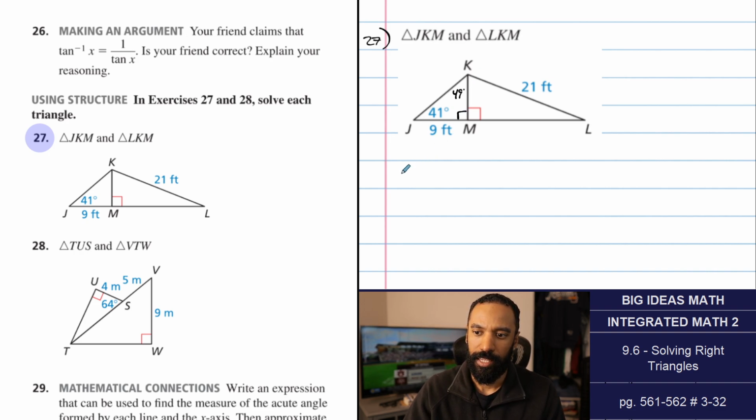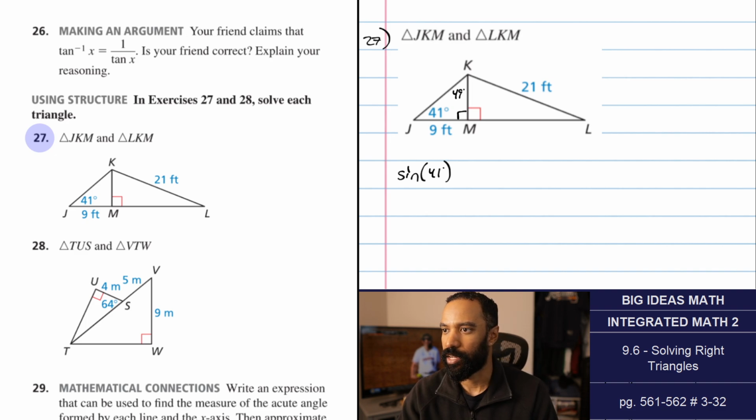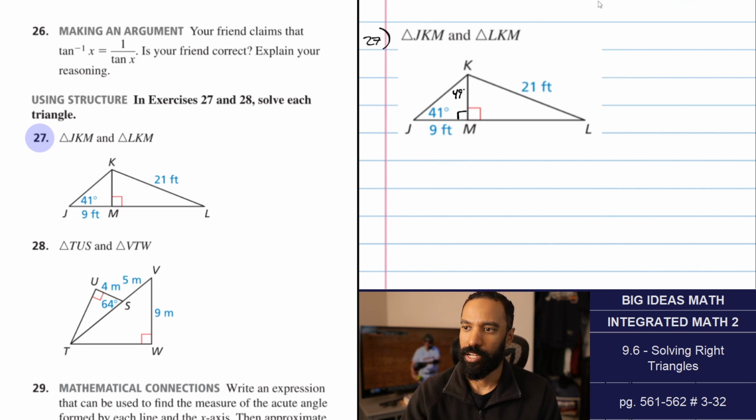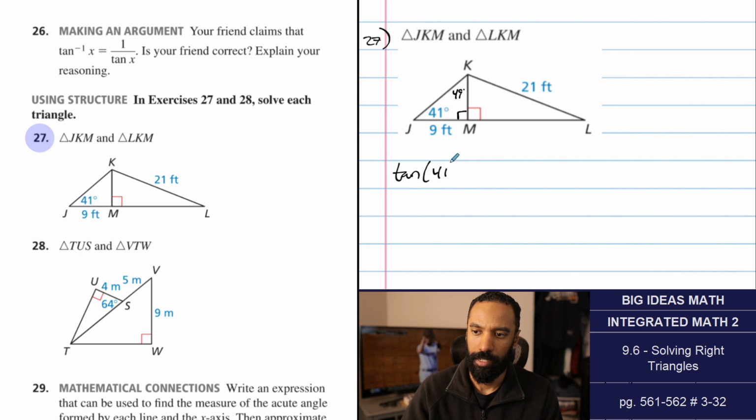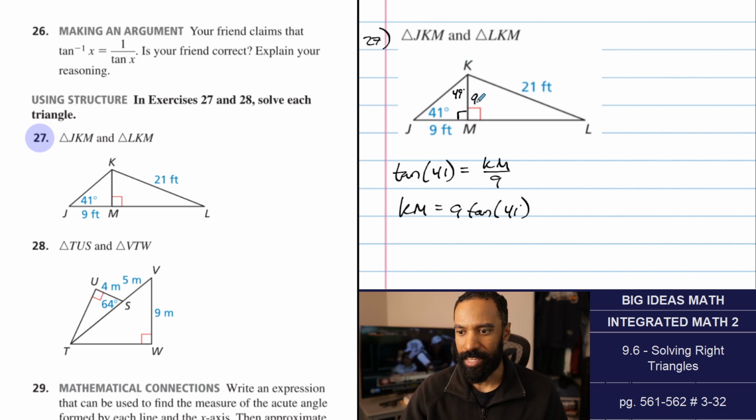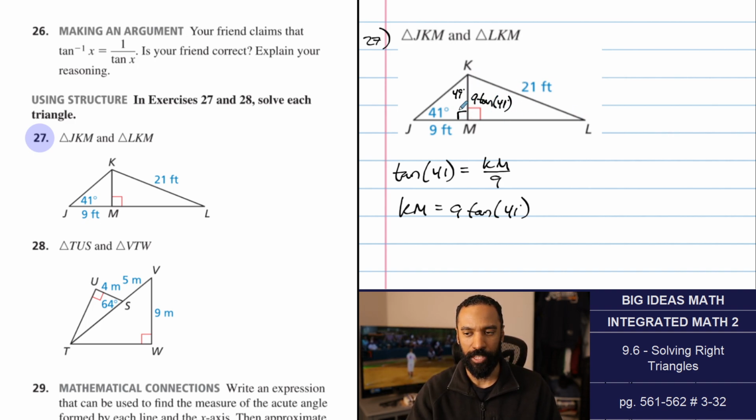Let's take KM. Not the inverse sine. Tangent of 41 is KM over 9. So KM is 9 times the tangent of 41 degrees. I'm going to leave that exactly like that for now. I've mentioned not to round things early. This time I have to use this exact answer because it is now a value in this triangle that I can use. Let's leave it like that for now until we have to do something later.